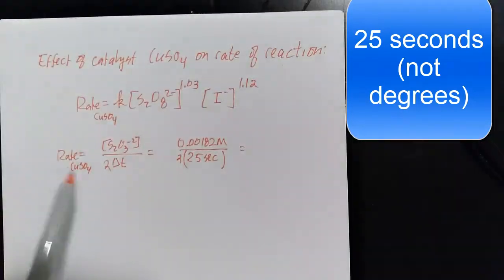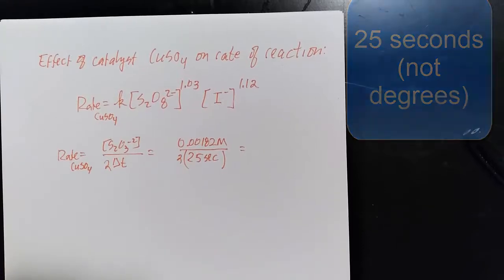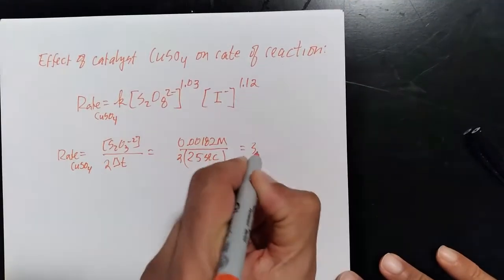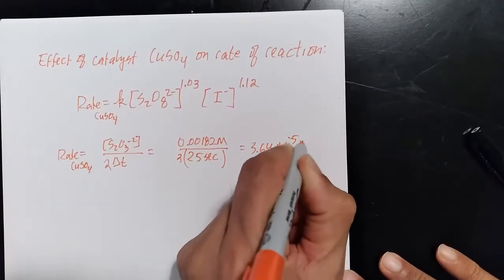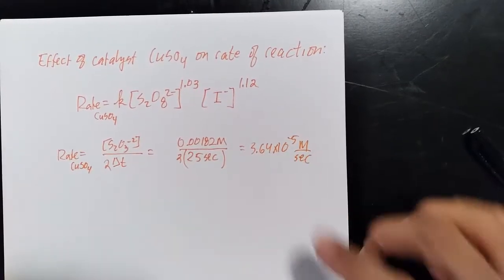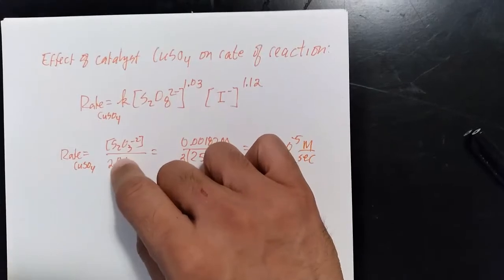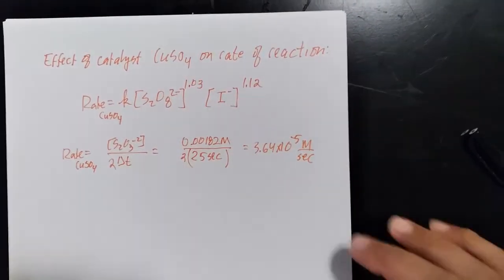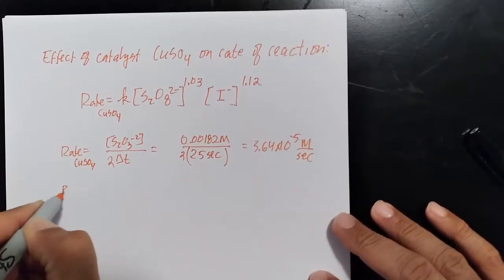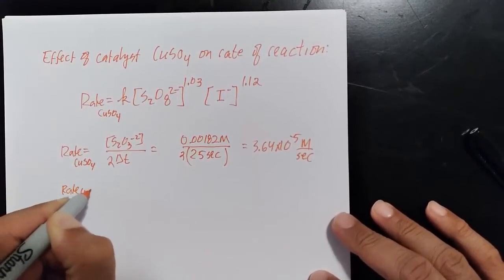25 degrees. So plugging that in here, and so getting about 3.64 times 10 to the minus 5 M per second. So this is the rate in the presence of the catalyst. Again, this is just an equation taken from our laboratory handout. So let's compare the rate with copper sulfate.